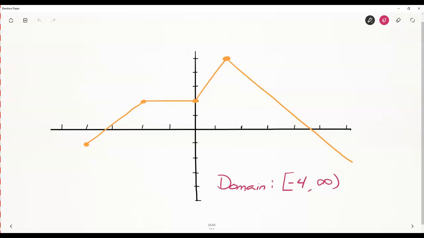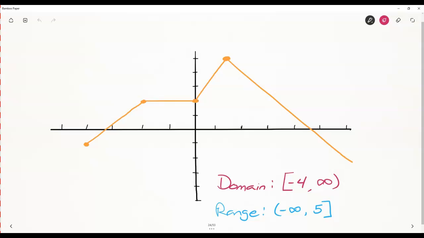For the range, yes, this graph is still going out to the right, but it's going down too. So there is no lowest point on the graph. It just extends infinitely downward. So my range is negative infinity because there is no bottom point. It goes all the way down to negative infinity.